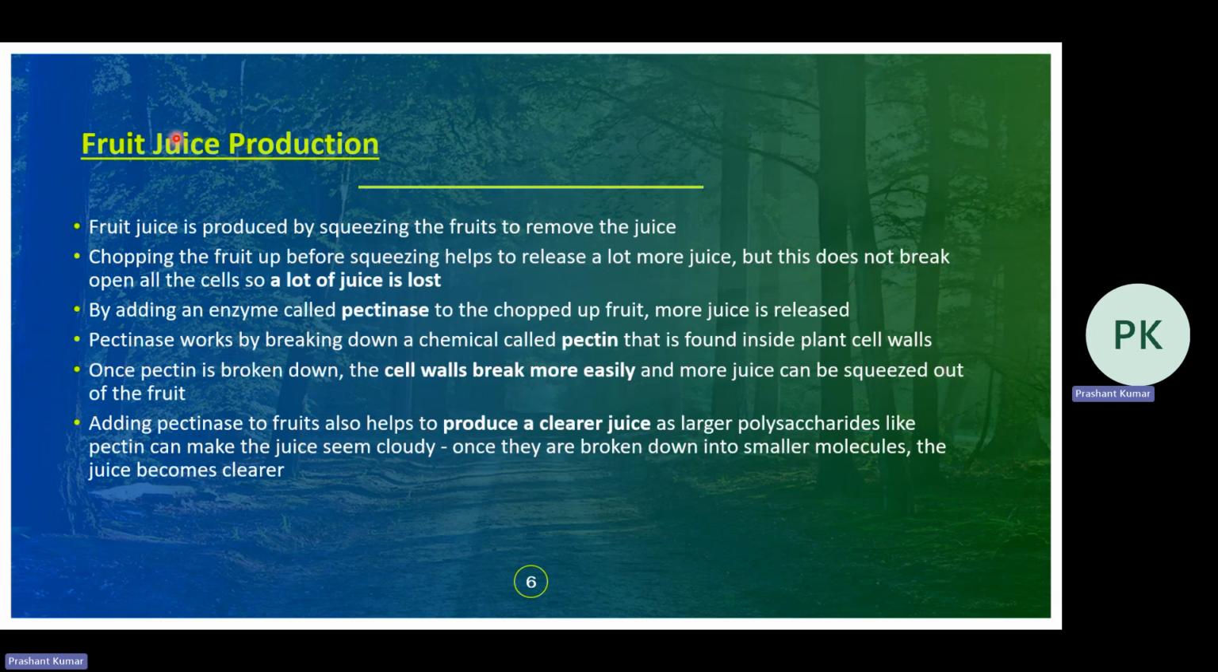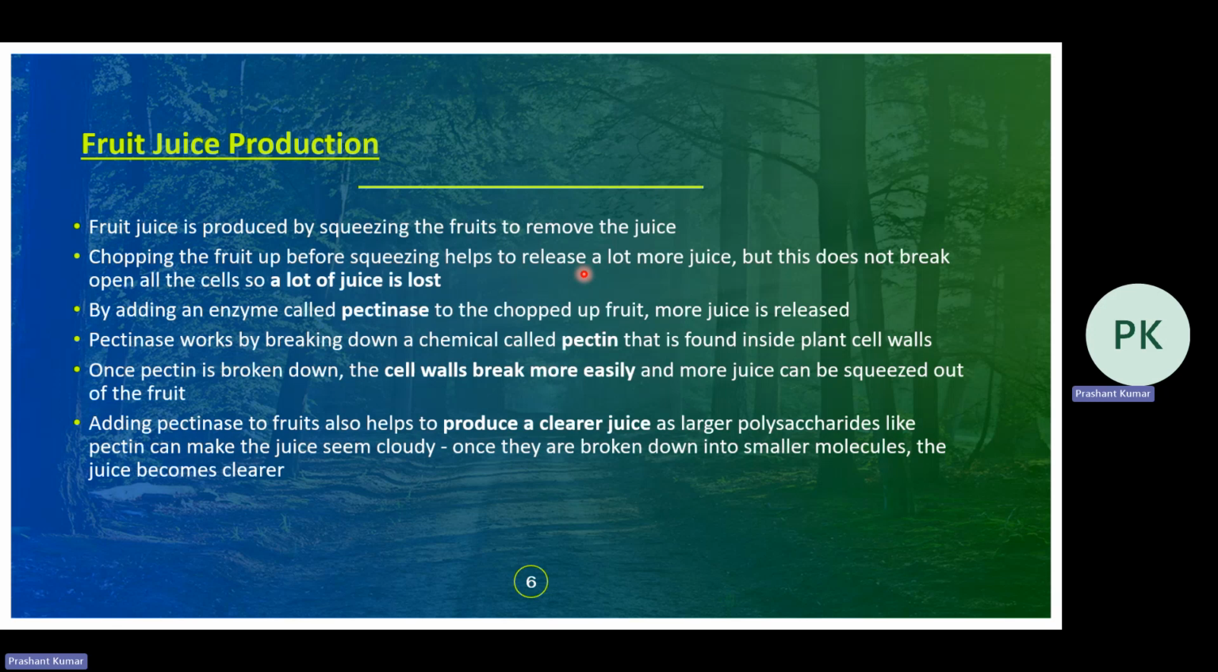Fruit juice production. There's a third application. Fruit juice is produced by squeezing the fruit to remove the juice, right? First they chop the fruit, which helps to release lots more juice before squeezing. But this does not break open all the cells, right? So you need to extract the juice from all the cells.